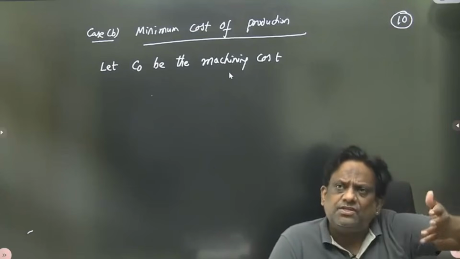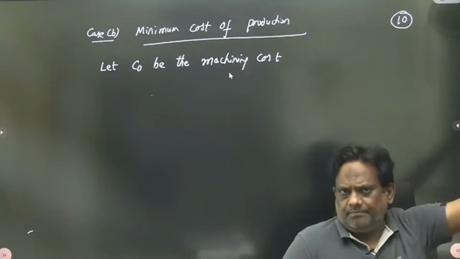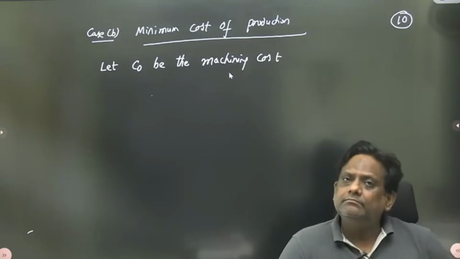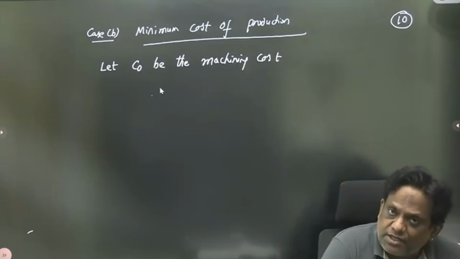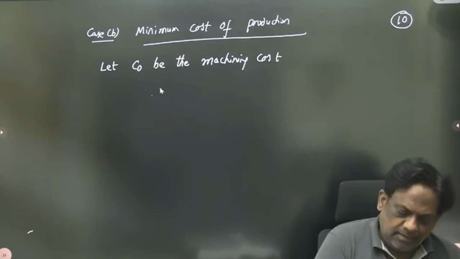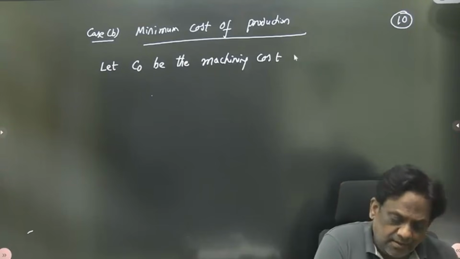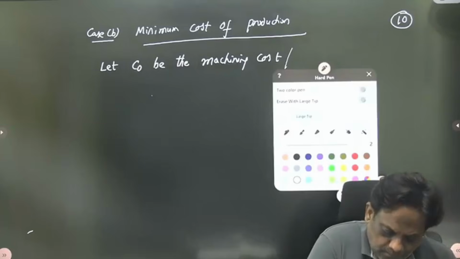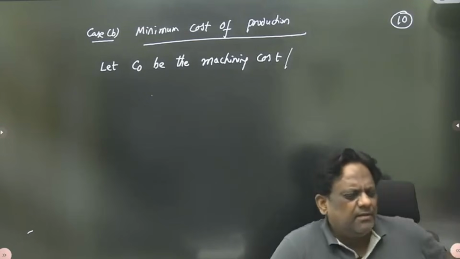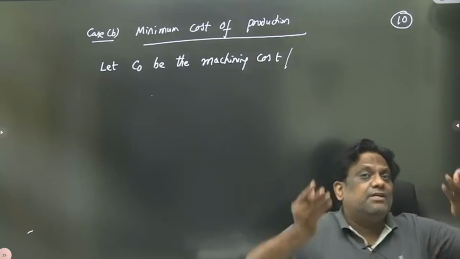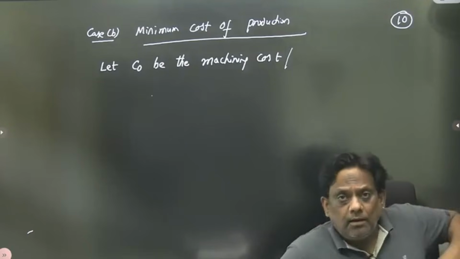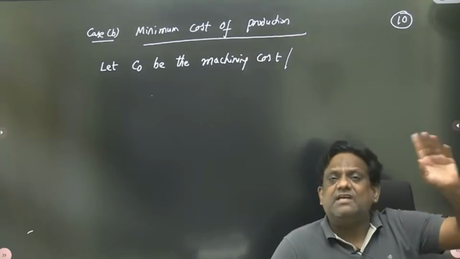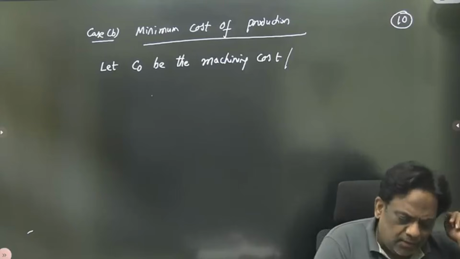Running the machine, labor, everything is involved in that. Let C naught be the machining cost per unit time, generally maybe per hour or per minute. In order to run the machine, the machine is consuming power, and who is working on that? Operators. Operators' hourly charge, machine's charge, all put together. Let us say C naught is the machining cost.